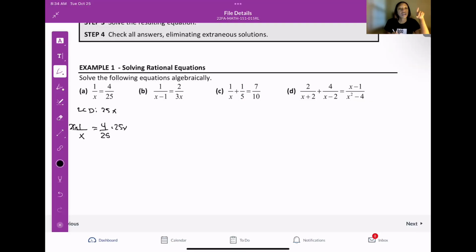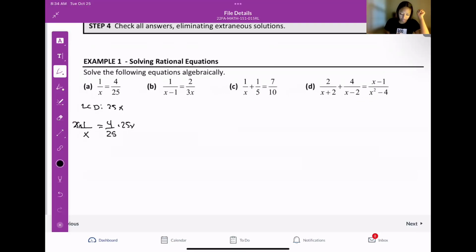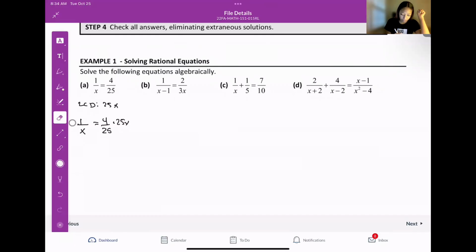So if we multiply both sides of the equation by 25x, what happens? On the left-hand side, sorry, that does not look very good. Let me fix that. Is that better? All right, on the left-hand side, the x's cancel. On the right-hand side, the 25's cancel. So we end up getting 25 is equal to 4 times x. And then from here, this is a one-step linear equation that we can solve by dividing both sides by 4. We divide both sides by 4, we get 25 over 4 is equal to x. And that would be our answer.